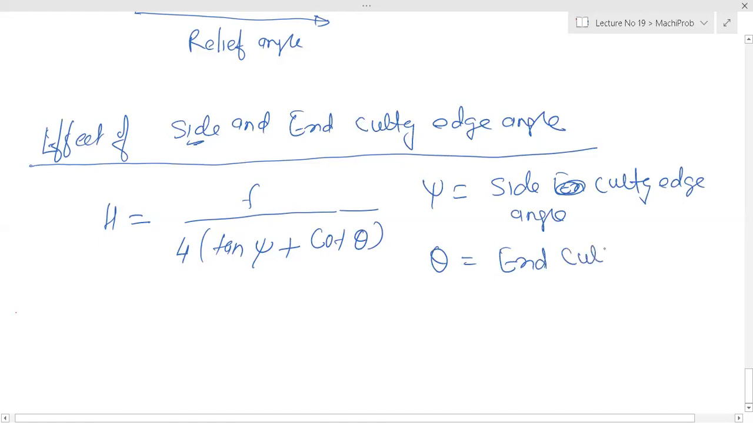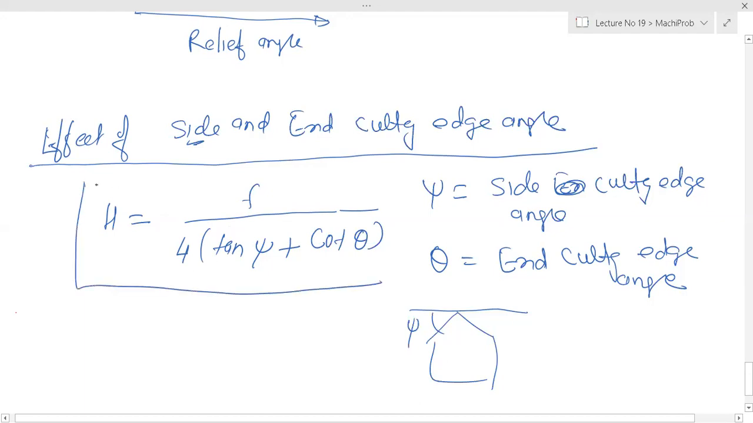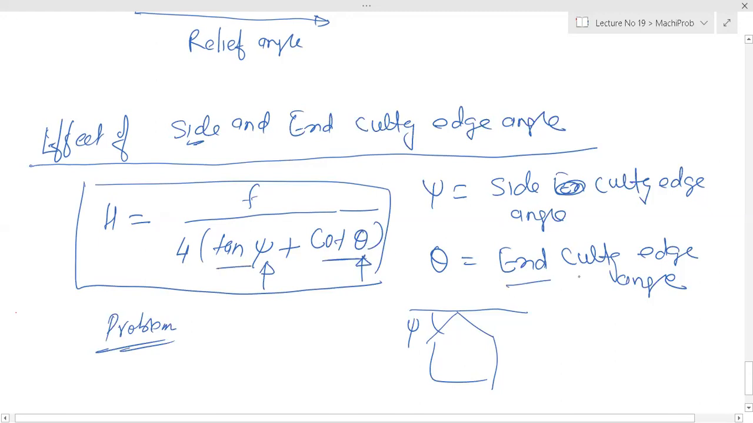End cutting edge angle, right? Already we have discussed this. This is your psi. Anyway, so you can find this. What happens when psi increases? What happens when theta increases or decreases? You can check with this. I have one problem on this, we will solve a problem. So you can check when psi increases, what happens to tan psi, and cot theta when theta increases, that is the end cutting edge angle.